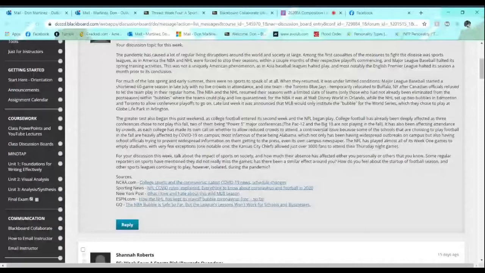The NFL has played almost all of its Week 1 games in empty stadiums with very few exceptions. A notable one, the Kansas City Chiefs allowed just over 3,000 fans to attend their Thursday night game. As an addendum to that as well, as of yesterday, we have had the first outbreak in an NFL team. The Tennessee Titans had 8 people, including 3 players, test positive. So they have been locked down through the weekend. Their Sunday game schedule is in jeopardy now. They also locked down the team they played last Sunday, which was the Minnesota Vikings, although they have not reported any illnesses thus far.